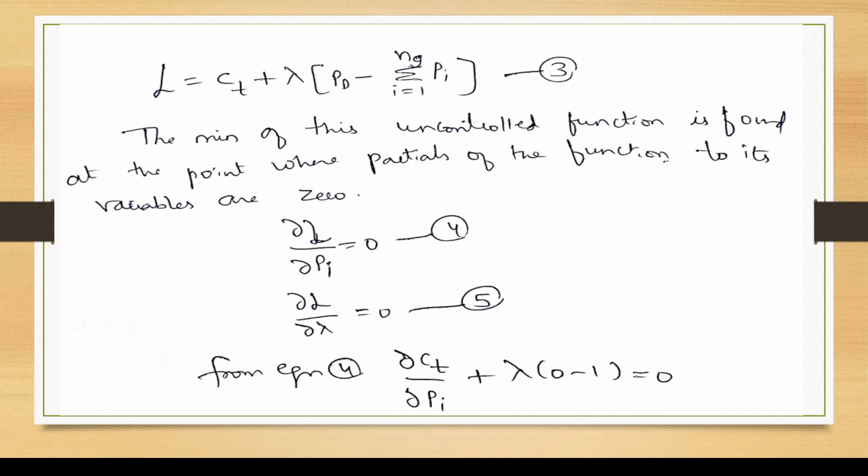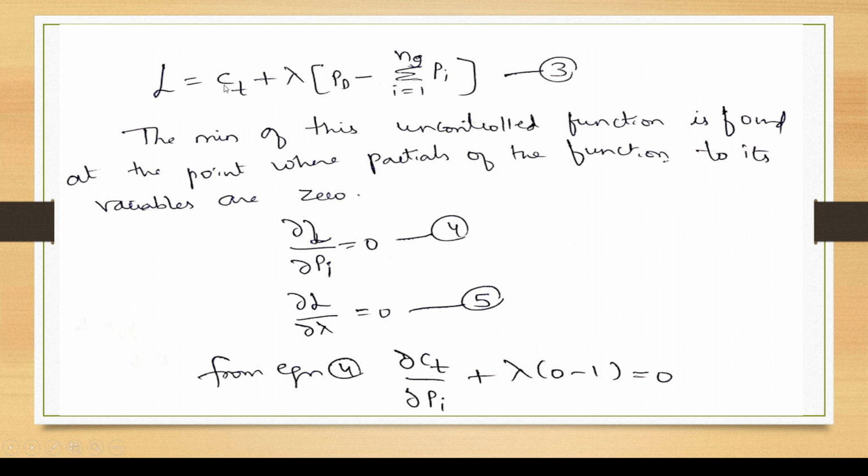So the minimum of this unconstrained function is found at the point where the partials of the function with respect to the variables are 0. So what we are doing here: the partial derivative of this Lagrangian function with respect to Pi should be equated to 0. That is equation 4. Or the partial derivative of the Lagrangian function with respect to lambda equal to 0. Now from this equation, I am taking the partial derivative of the Lagrangian function, that is Ct plus lambda times (PD minus summation i equal to 1 to Ng Pi), equal to 0.